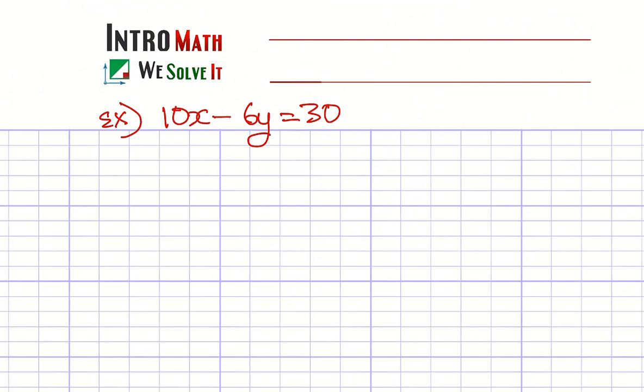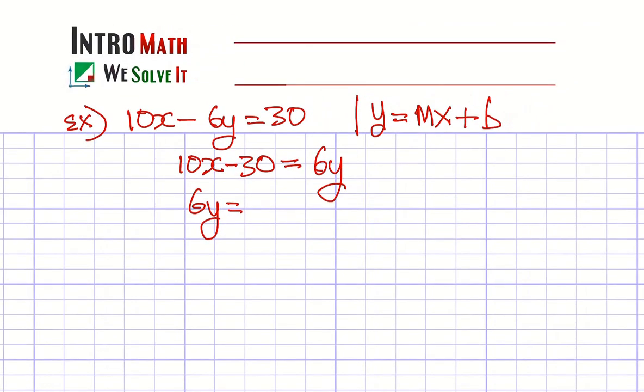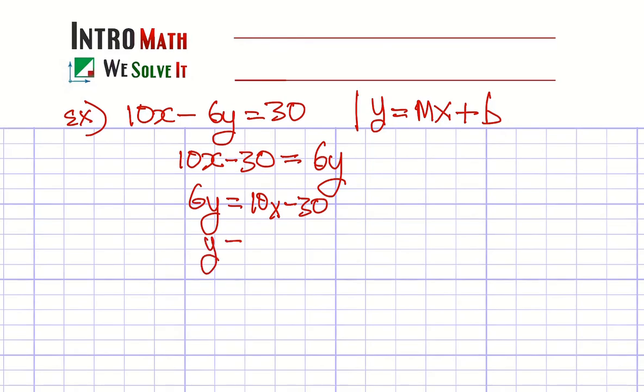We're given that. We want to put it in this form. y equals mx plus b, okay? So we'll start by rearranging stuff. So we'll say 10x minus 30. We'll move the other one over. Okay? It's equal to 6y. So we have 6y equals, we're not rearranging, we're moving things around, and the sign will not change, 10x minus 30, okay? And then we divide everything by 6, we get y equals 10 over 6 x minus 30 over 6.